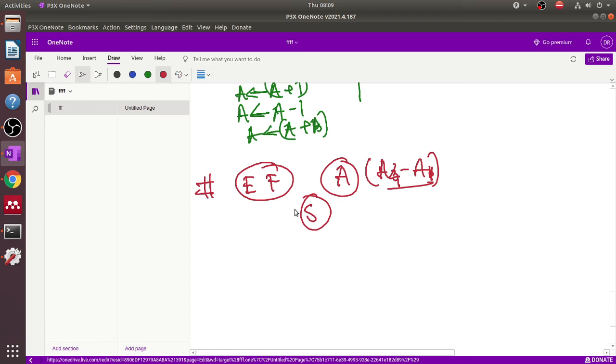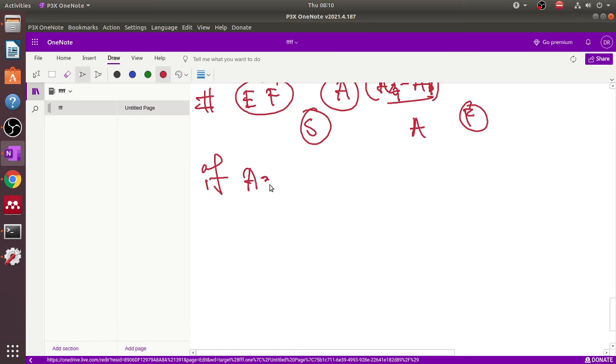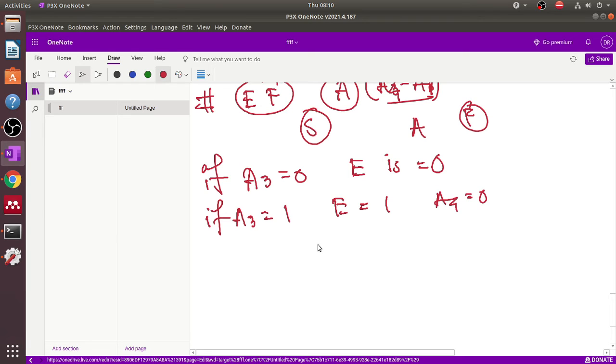A start signal S initiates the system operation by clearing the counter A and flip-flop F. Please write down: the counter is then incremented by 1 starting from the next clock pulse and continues to increment until the operation stops. Counter bits A3 and A4 determine the sequence of the operation. The operation sequence is: if A3 equals 0, then E is cleared to 0 and the count continues. If A3 equals 1, E is set to 1. Then if A4 equals 0, the count continues, but if A4 equals 1, F is set to 1 on the next clock pulse and the system stops counting. So this is very important. Please note down this condition properly.